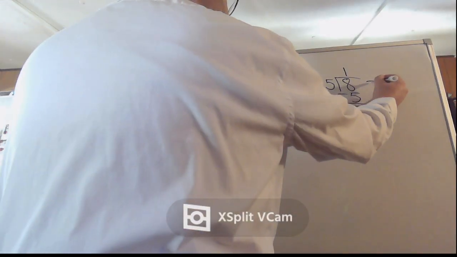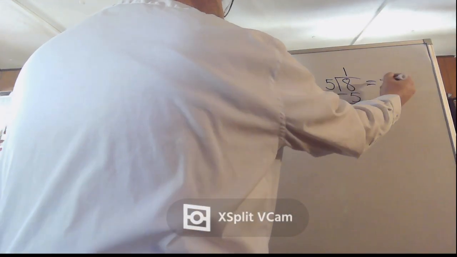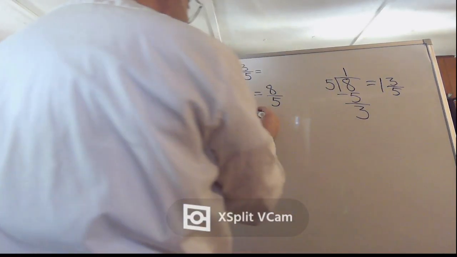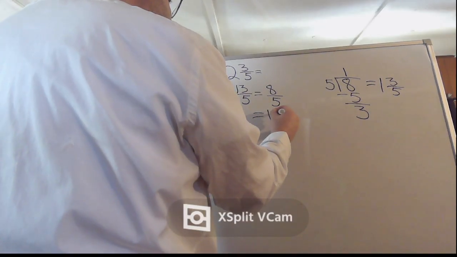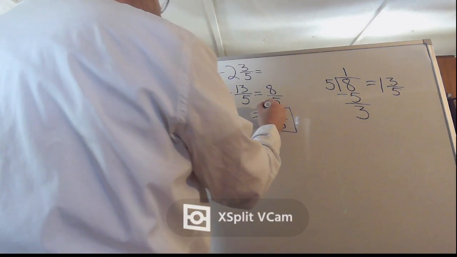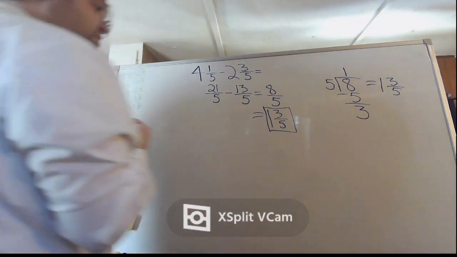So, of course, that 1 will be your whole number, that 3, the remainder, is your numerator, and that 5, the divisor, is your denominator. So your answer is going to be 1 3/5. And that would be the answer to this equation, 1 3/5.